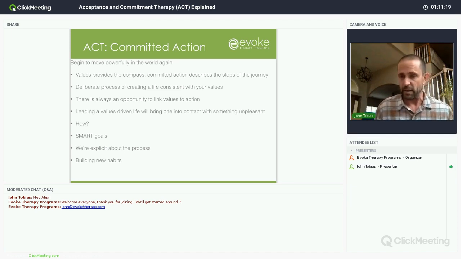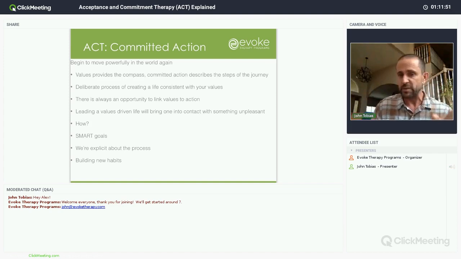Why did that work out for me? How was I able to accomplish that? So it's really a practical, pragmatic process to help clients, one, get clear about what matters most to them in their lives, and then two, begin the very explicit process of identifying on a daily basis goals that they want to set in service of their values, hence beginning to move powerfully in the world again.